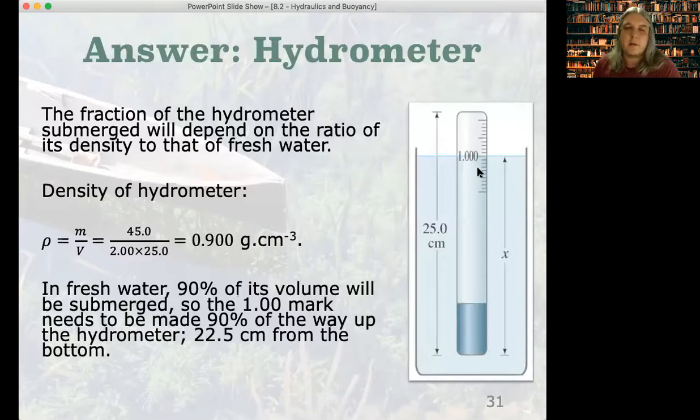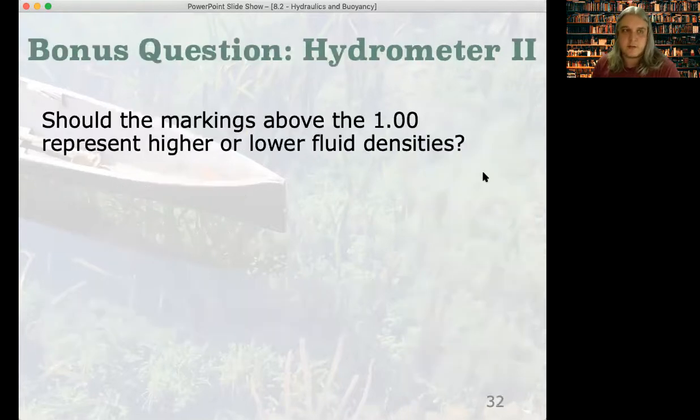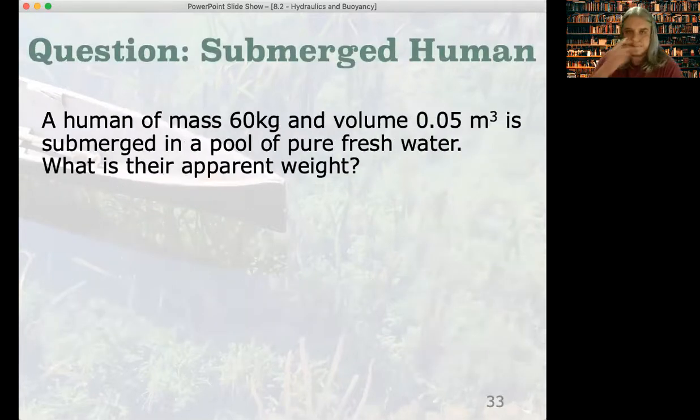And are these higher or lower densities than pure water? So that's the bonus question, which I'm not going to answer, but you can have a think about.